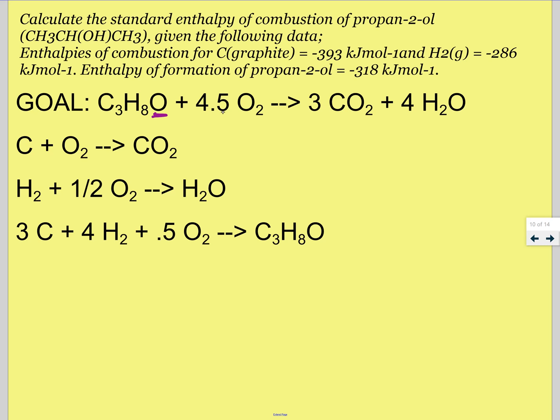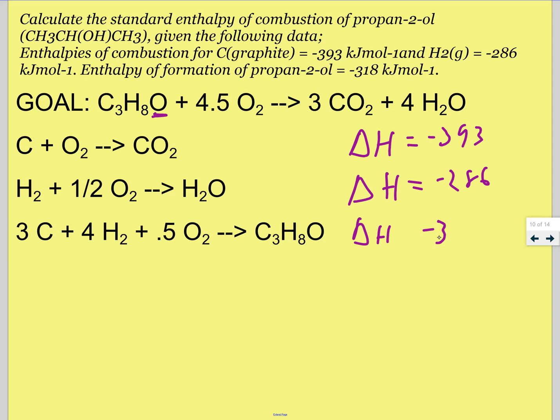We are given the information about the enthalpy of combustion for graphite, so we write that. It has a delta H equal to negative 393 kilojoules per mole. I'm going to be quick and leave that out this time, like I normally would. H2 is given, and its delta H is negative 286. And then the enthalpy of formation for propane-2-ol is negative 318 kilojoules per mole.